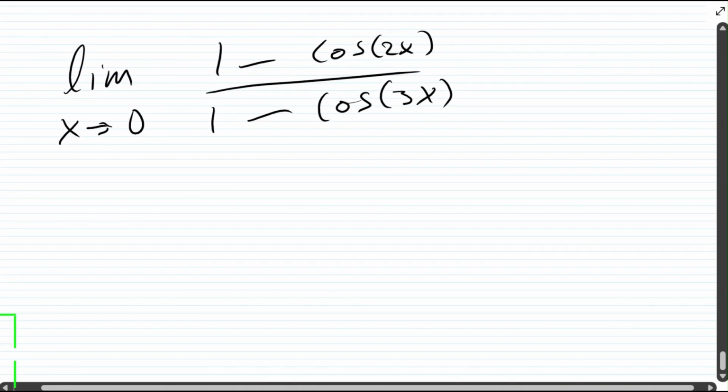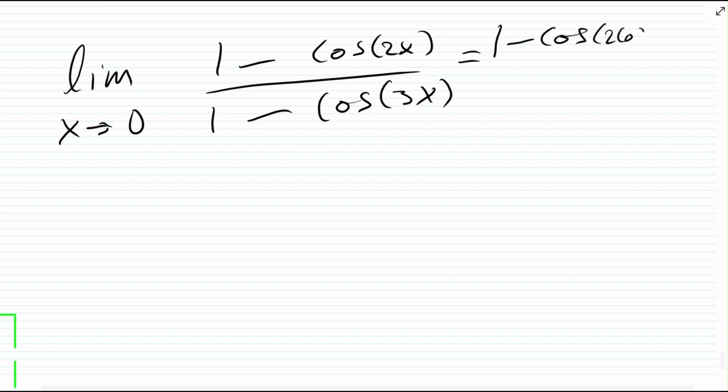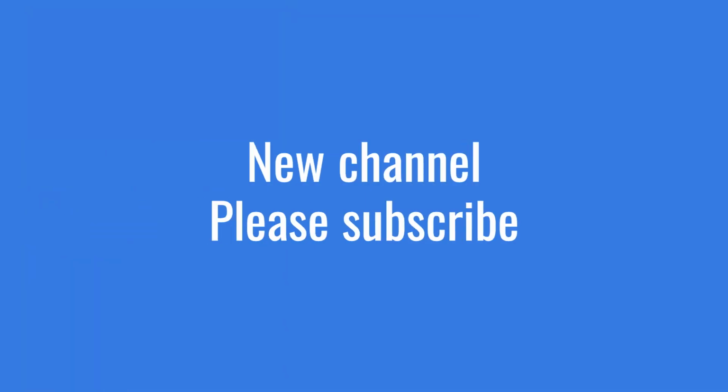Right, the first thing we do is try to substitute. So by substituting, we will have 1 minus cos 2 times 0 over 1 minus cos 3 times 0, right? And cos 0 is 1, and 1 minus 1 is 0 over 0. So we can use L'Hopital's rule to evaluate this limit.